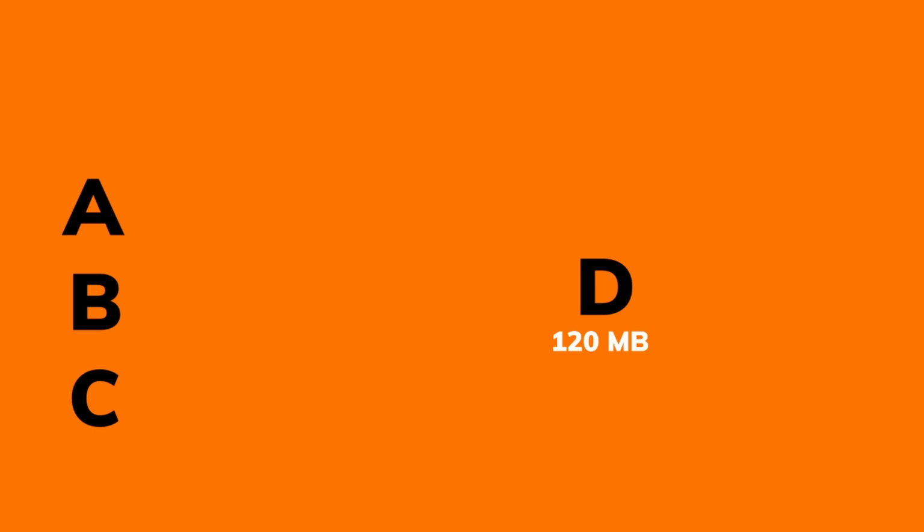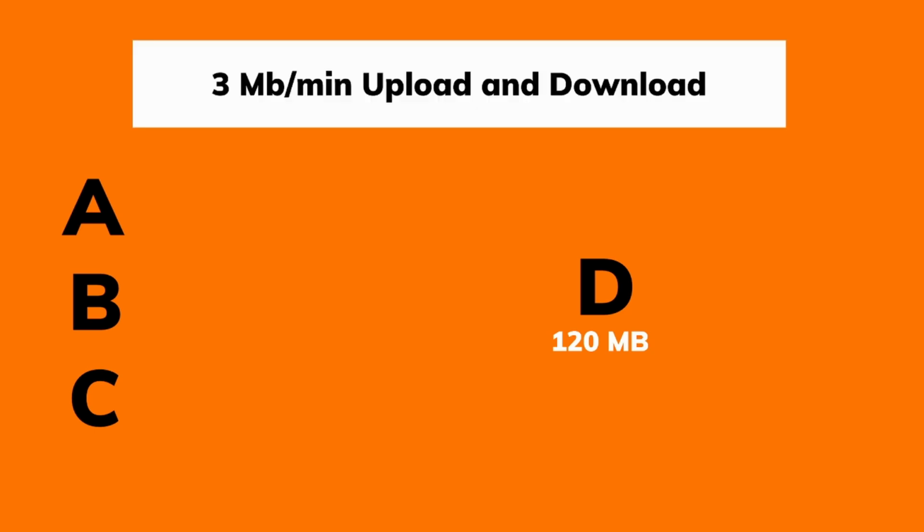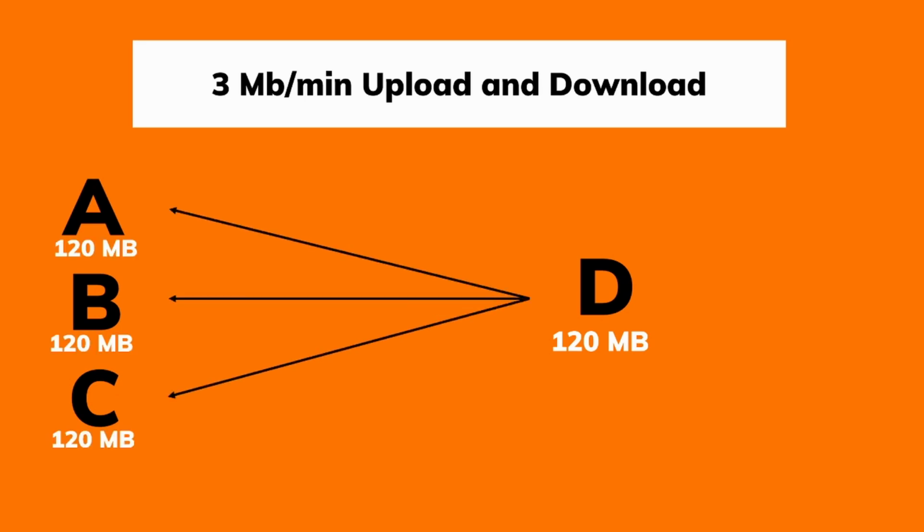To give it an even closer look, we shall take an example of three friends, A, B and C. They all want to download a file of size 120 MB that is with one of their friends, D. In this example, let's consider all of them have a network connection of 3 MB per minute for upload and download. Here, what they can do is D uploading the file to each of them separately. In that way, it takes 40 minutes to transfer to one person. That is a total of 2 hours for sharing with 3 persons.